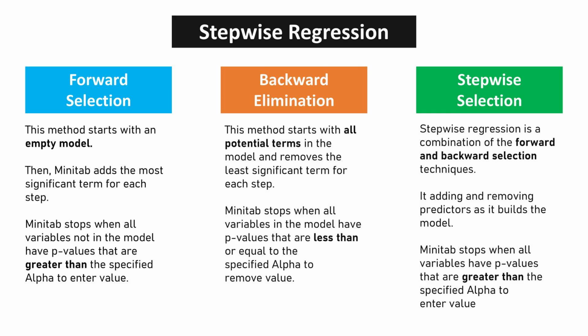Stepwise selection combines forward and backward methods, offering a balanced approach to model building that adapts as analysis progresses. It adds and removes predictors as it builds the model. Minitab stops when all variables have p-values that are greater than the specified alpha to enter value.